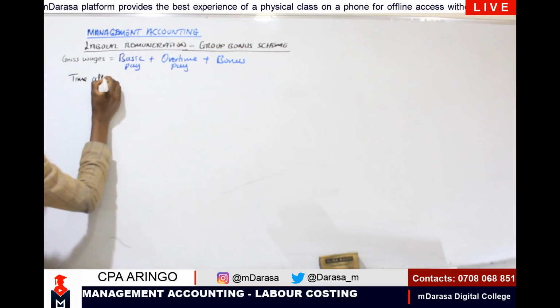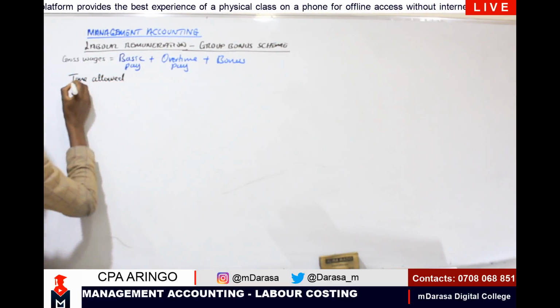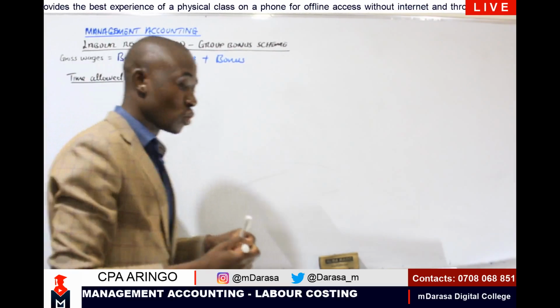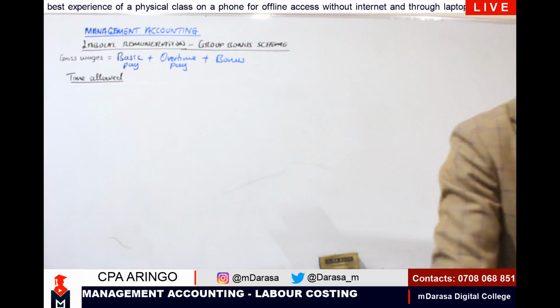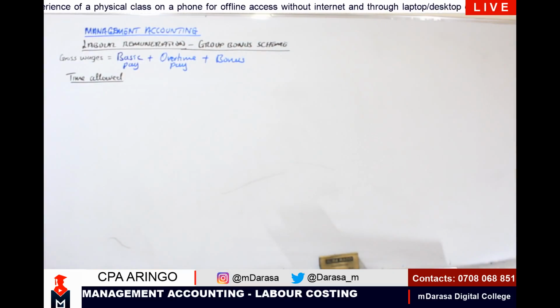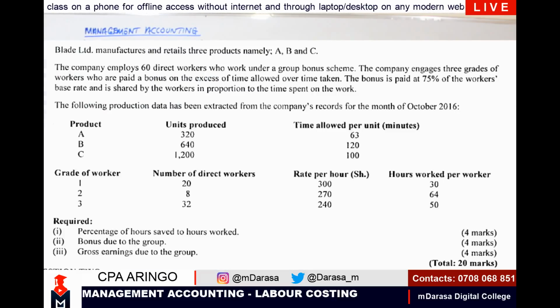What were we given in this question of ours? Just look at that question. Again, I'm going to share it so that it should be very engaging. You should understand each and every concept that we are looking at here. So, to determine the time allowed, I was given a chance to produce 3 products: the units produced, and the time allowed per unit.